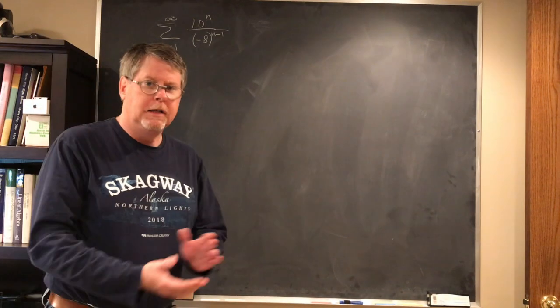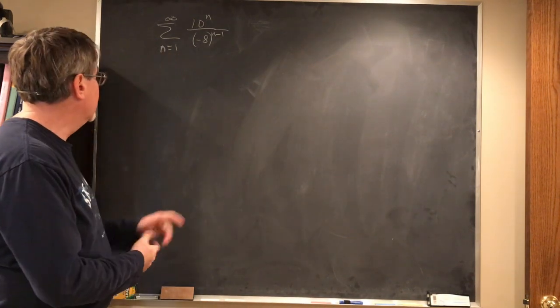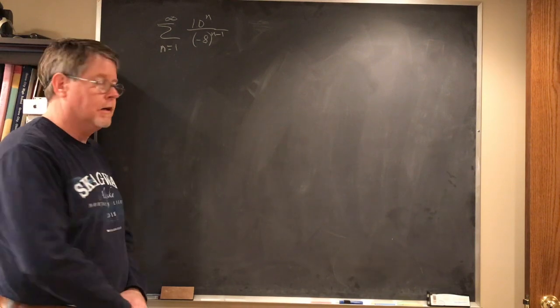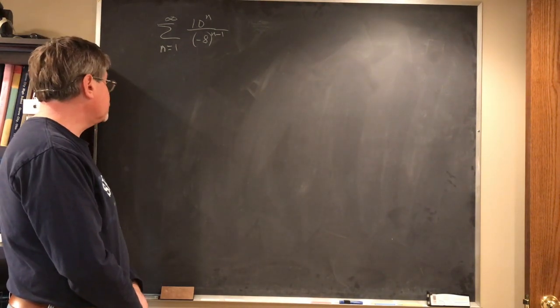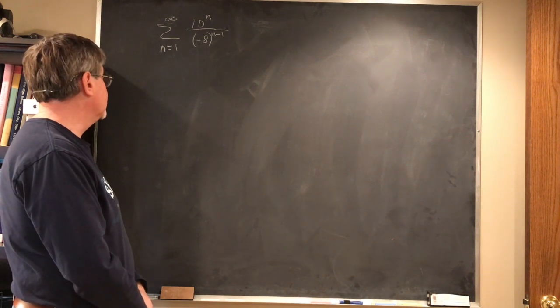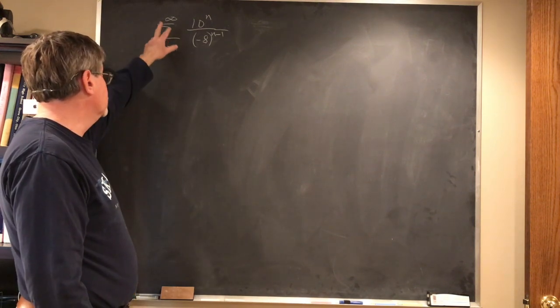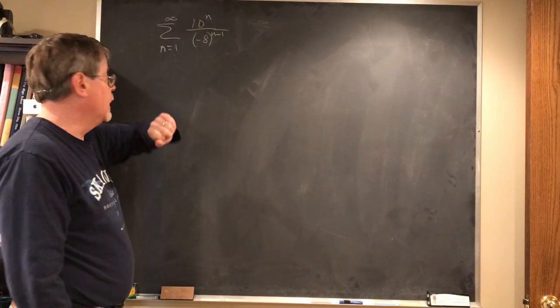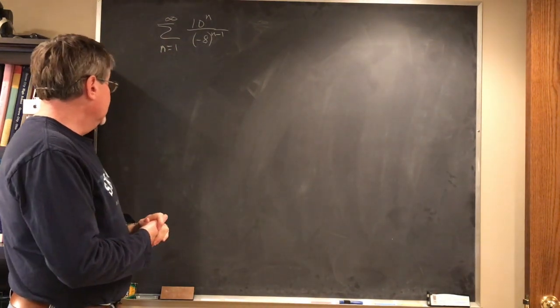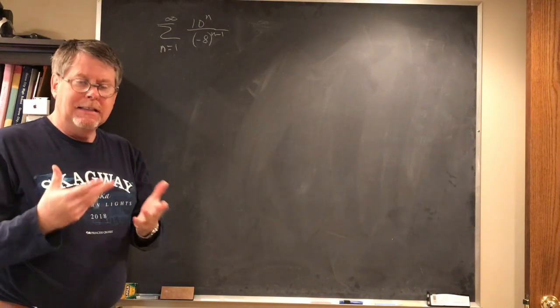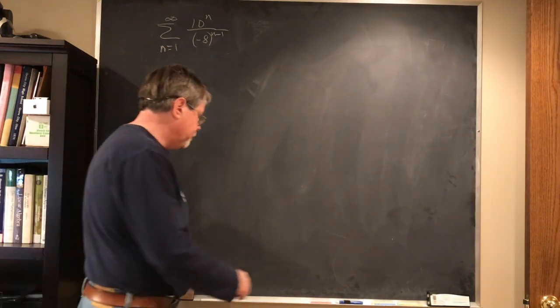All right, we've got a question here about this particular series and whether or not it converges or diverges. So I thought we'd take a look at it. Right now we've got the sum from n equals 1 to infinity of 10 to the n over negative 8 to the n minus 1. So what we're going to do is see if we can convert this into something that's recognizable.